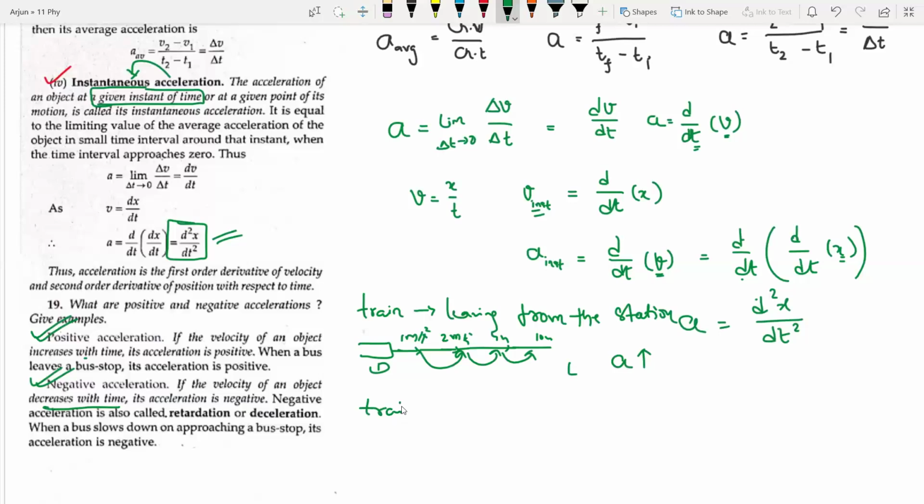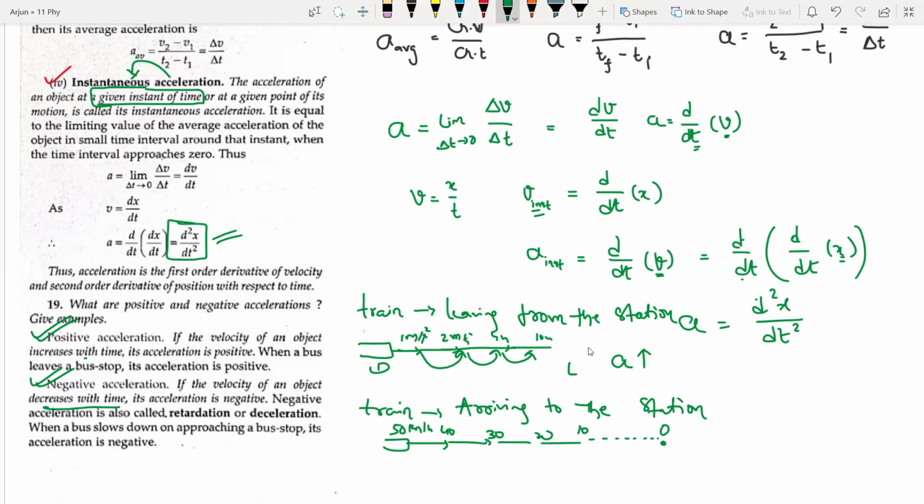Example, the same train arriving at the station. Now you are reaching your destination and consider this is the station. From here the train is coming. It comes with greater speed, maybe 50 kilometer per hour, something like that velocity or speed. Slowly it becomes 40, then 30, 20, then slowly 10, 9, 8, 7. It comes to 0. So slowly its speed or velocity is decreasing.